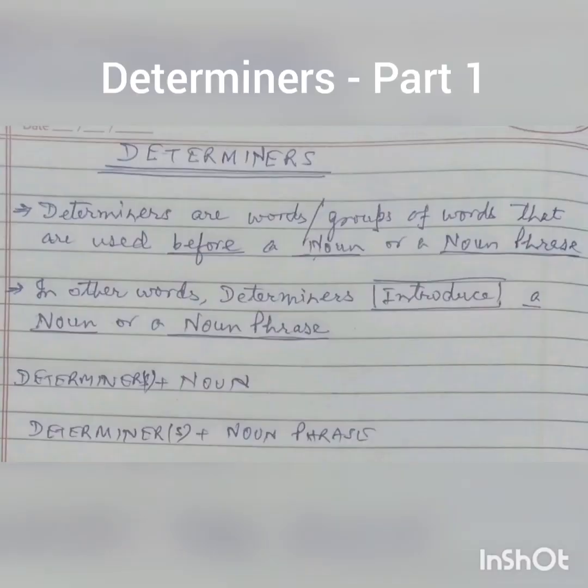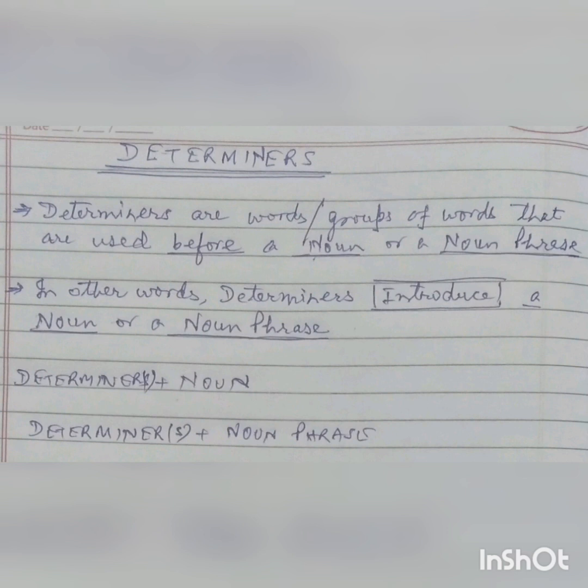So what are determiners? Determiners are words or groups of words. I repeat, determiners are words or groups of words that are used before a noun or a noun phrase. In other words, we can say that determiners introduce a noun or a noun phrase.